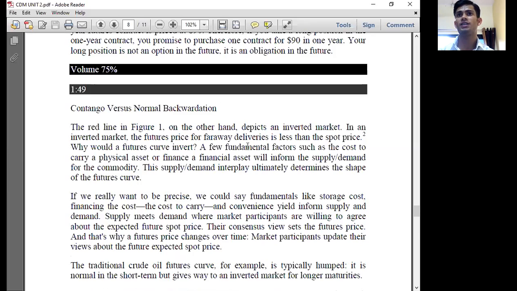The market future price is forward delivered and less than the spot price. Where would the future curve be involved? A few fundamental factors such as the cost of carry of physical assets and financial assets will be reflected in the supply demand curve. Supply and demand for the commodity, the supply demand interface ultimately determines the shape of the future curve.